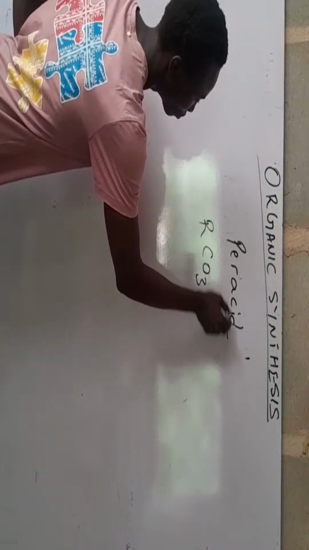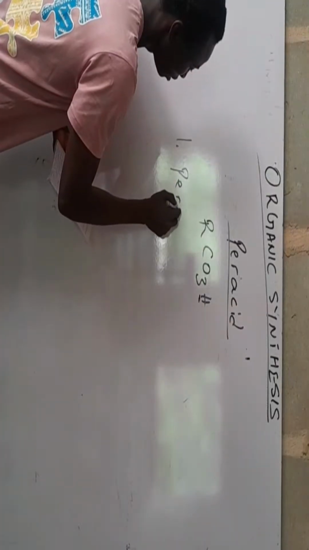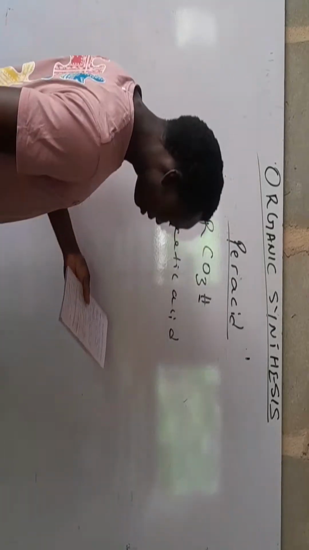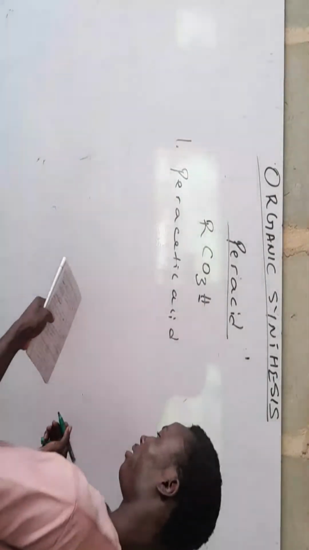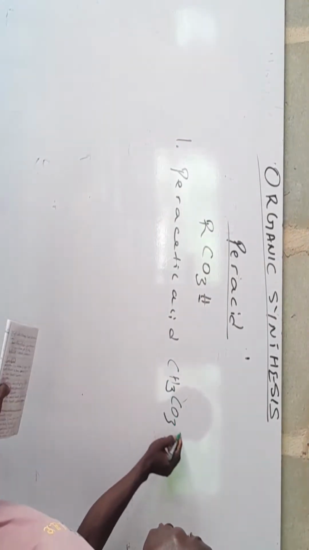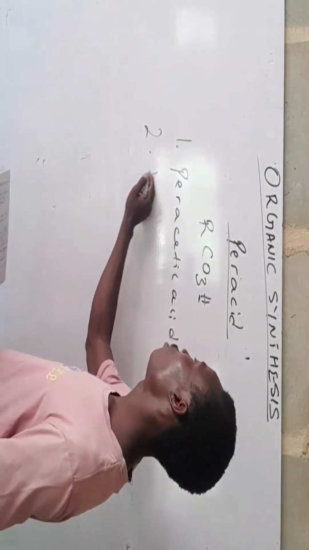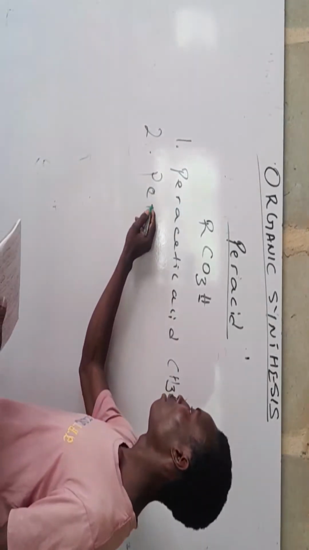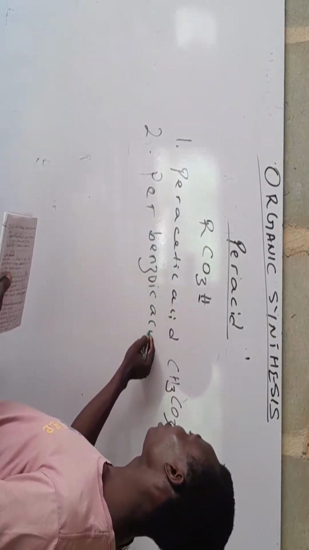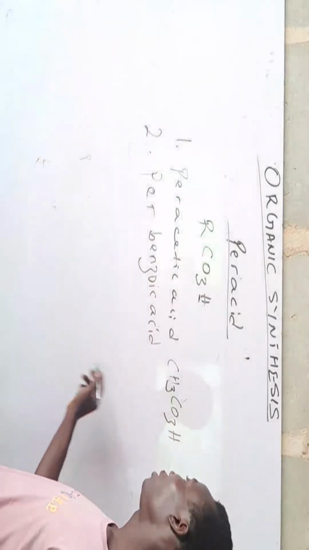We have the following as examples there. We have peroxyacetic acid, given in the form of CH3CO3H. This is peracetic acid. We also have perbenzoic acid. Perbenzoic acid is just like drawing the structure of benzene, you know.